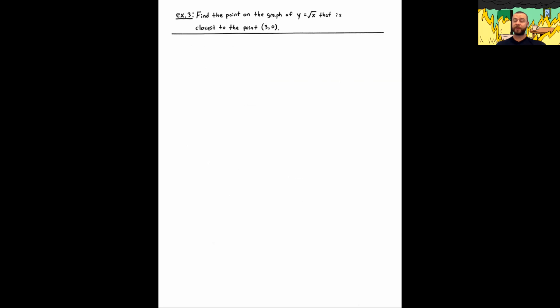Okay, this one is medium difficulty. It's a simple problem to state. Find the point on the graph of y equals the square root of x that is closest to the point on the positive x-axis, (3, 0). Now, give yourself several minutes to attempt this. Pause the video and we'll check back in. The first thing we'll give is a hint for the sketch in case you're stuck. We'll check in a few minutes.